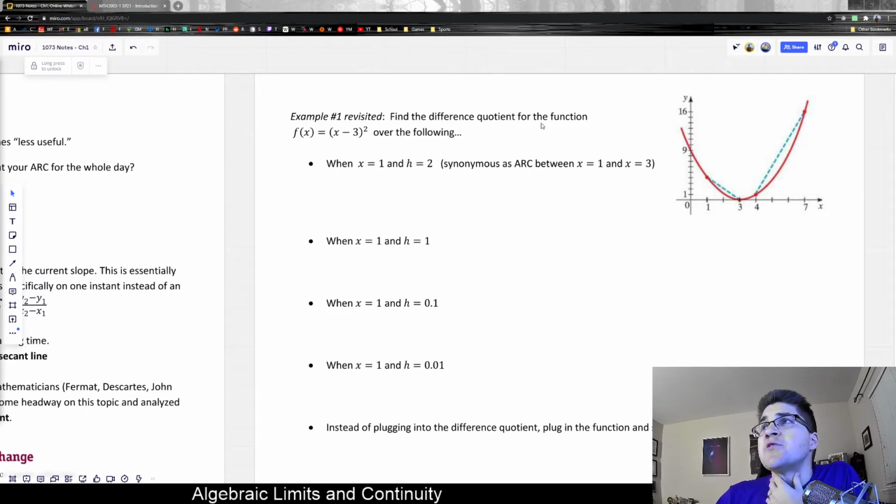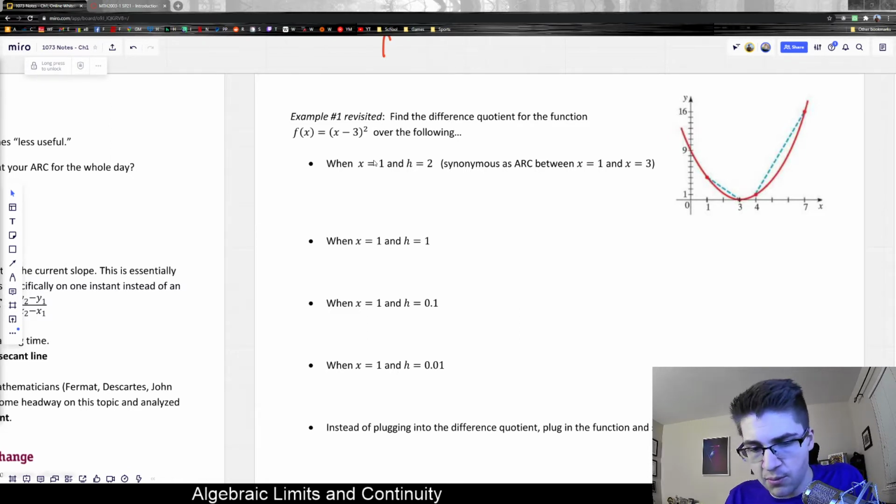So it says find the difference quotient for the following function over the following. Let's say when x is equal to 1 and h is equal to 2. Basically, you can use the difference quotient to actually solve average rates of change. It's helpful to first start plugging in those values. If x is equal to 1 and h is equal to 2, let's copy out what is the difference quotient on the top of this page.